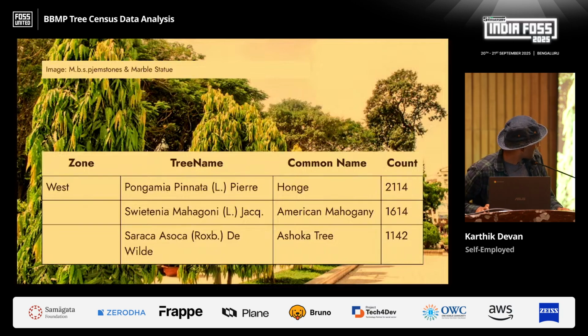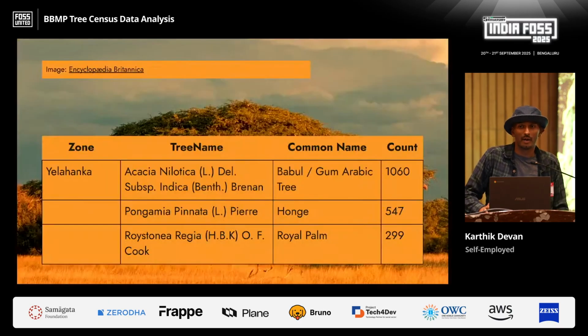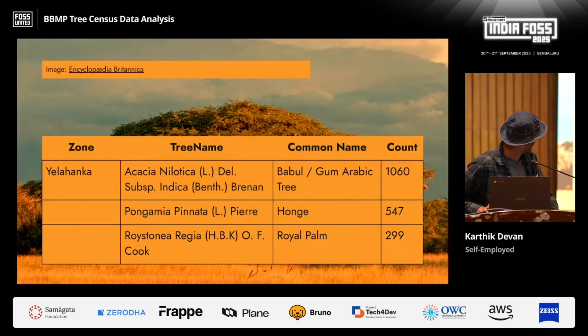And this is west. So again, we've seen these trees before. It's honge, American mahogany, and Ashoka tree. And I think the west gets a little bit more wild than the south. Like as they say, the west is always wild. So west is where Magadi Road and all of those sides are, if you've been there. And then there is Yalanka. We see some new trees here, like the gum Arabic tree, which you can see in the background.